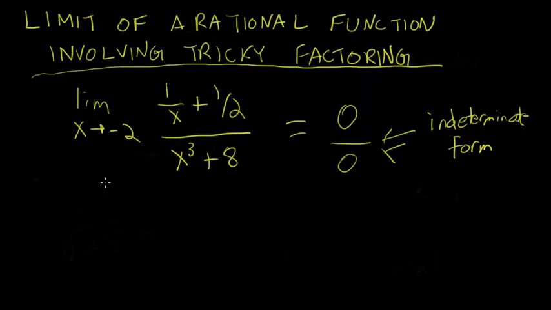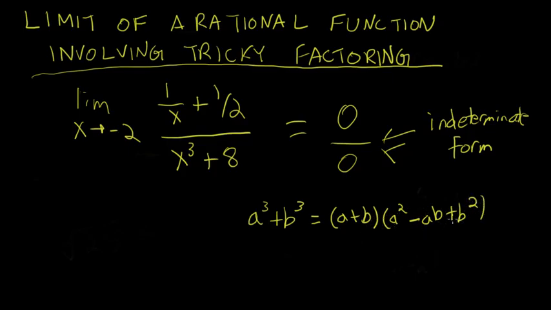So what are we going to do here? Well, hopefully you recognize that this x cubed plus 8 bears the form a cubed plus b cubed. If you remember from, I think it was algebra 2, that this is a plus b times a squared minus ab plus b squared. And if you don't believe me, I'll just go ahead and expand this out to convince you of that.